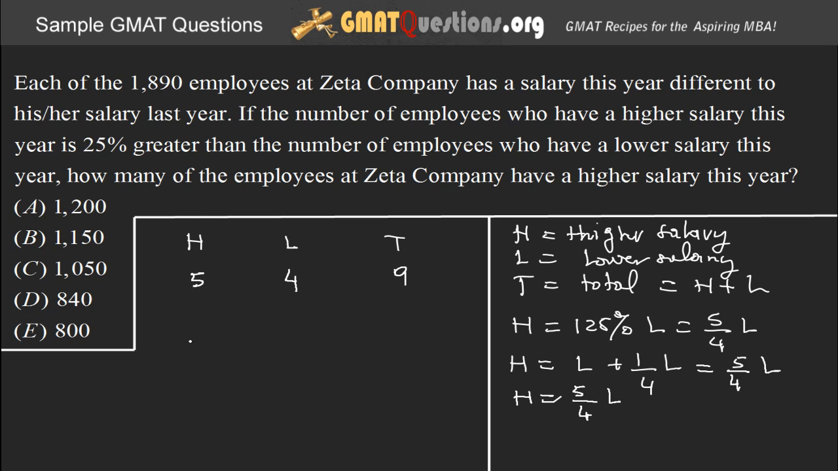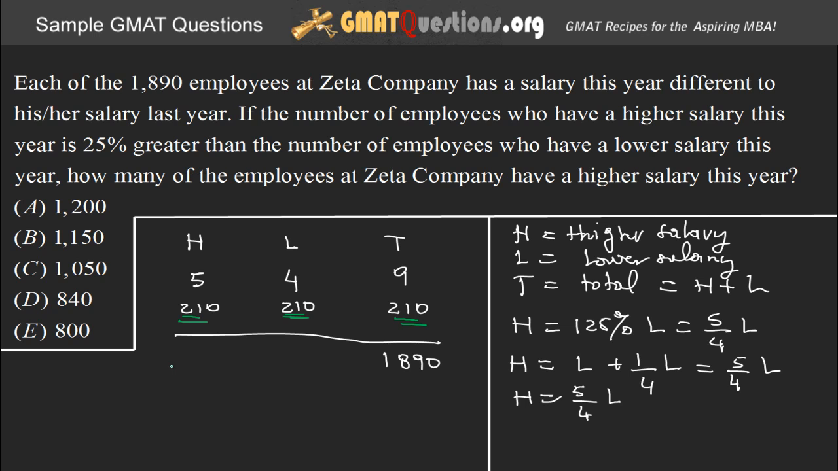Now what we're going to do is draw a line underneath and say that 1,890 corresponds to the total ratio of 9. All we have to do now is divide 1890 by 9 to get what's called a multiplier. If you do this division, you're going to find 210. It's an easy division to do. This 210 is a multiplier, called a universal multiplier. 210 here.